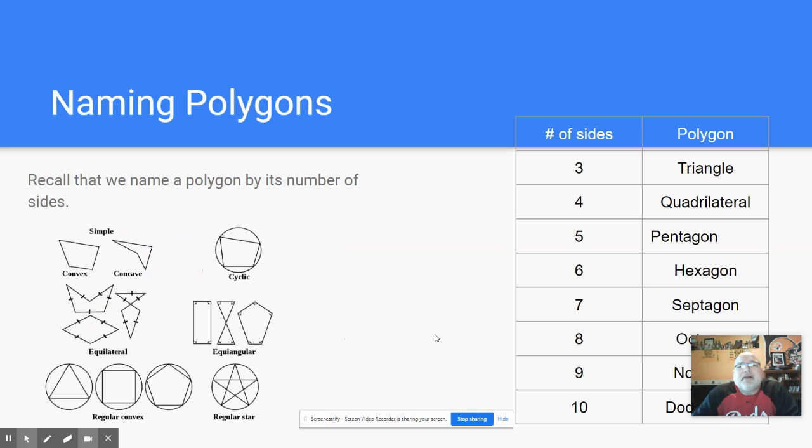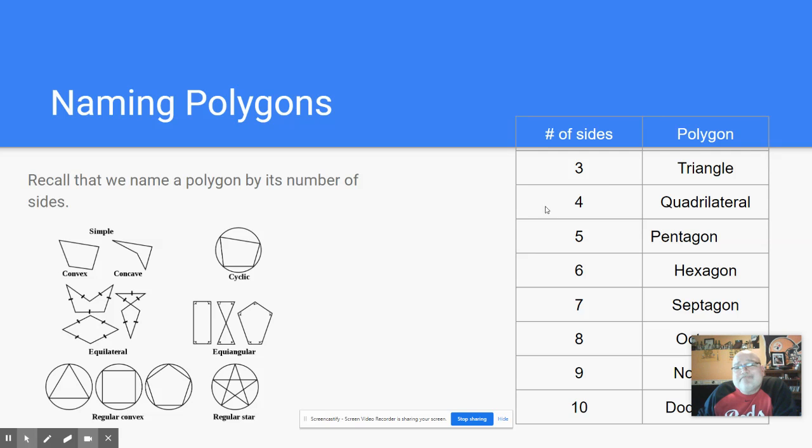Well, let's talk about polygons. And remember, polygons are a closed figure, like a triangle is a polygon. Two types of polygons, convex and concave. Notice how concave kind of has an indent, kind of like when you go into a cave.